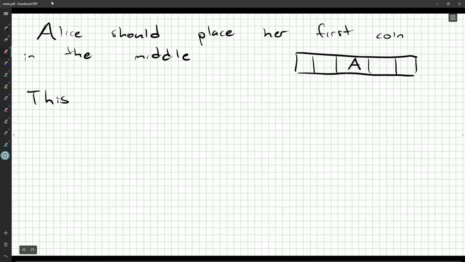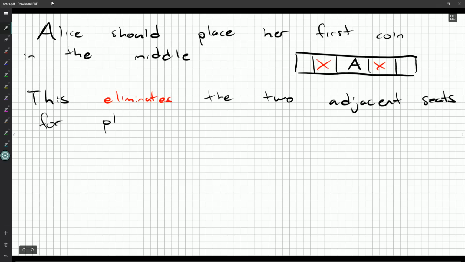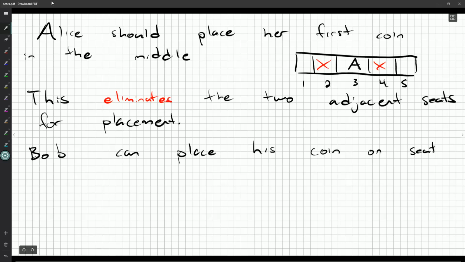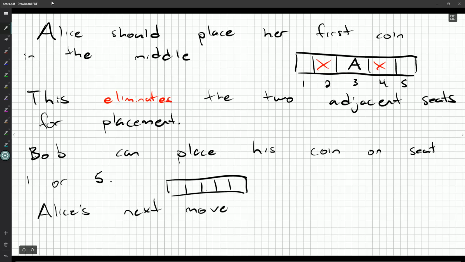This, and I'm going to color code, eliminates the 2 adjacent seats for placement. So if we number these, Bob can place his coin on seat 1 or 5. Alice's next move, and so I would show them Bob's 2 possible moves. So Bob could place here, or Bob could place here. Alice's next move is to play in the other spot.